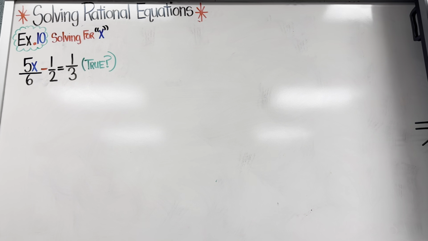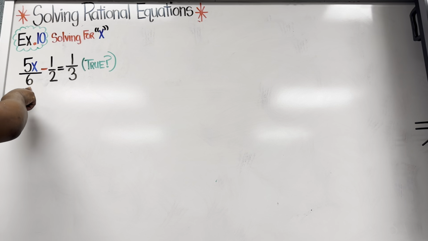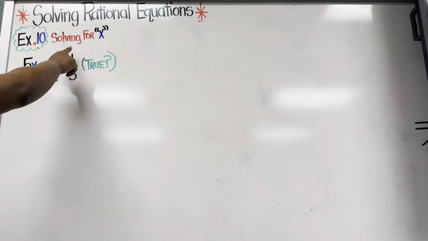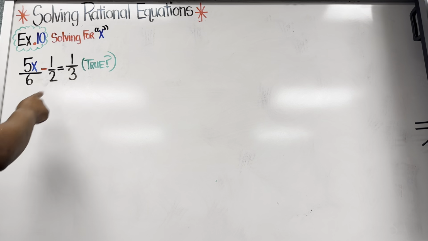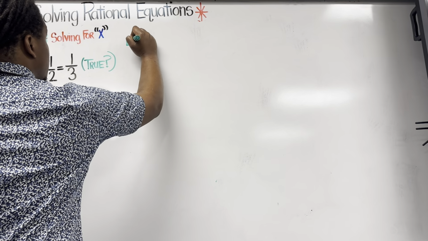Now, remember, guys, whenever we're adding and subtracting fractions, the fractions must have the same denominator. This fraction, 5x over 6, has a denominator of 6. 1/2 has a denominator of 2. 1/3 has a denominator of 3. So remember, guys, we need to figure out what is the LCD, or the least common denominator.